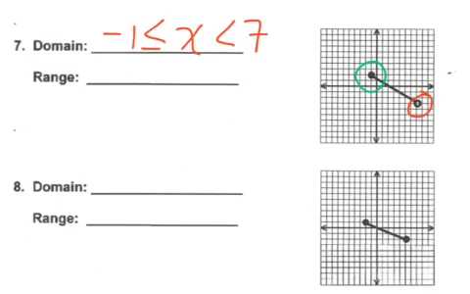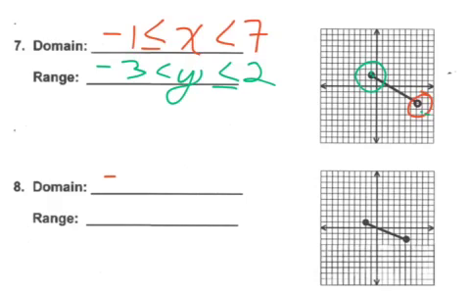Range would be negative 3. Let me get a better color here. Negative 3 less than y less than or equal to 2. Again, just thinking of what's my largest y value. Well, it's up here at the solid point, positive 2. Lowest value down here, negative 3. Think about what's the biggest number and what's the smallest number. That's why I'm writing it the way I am.